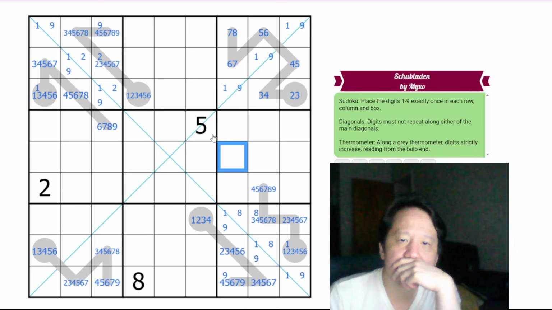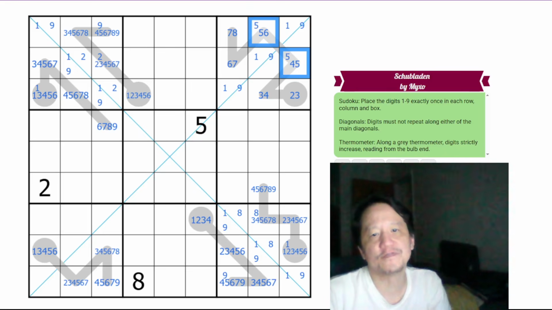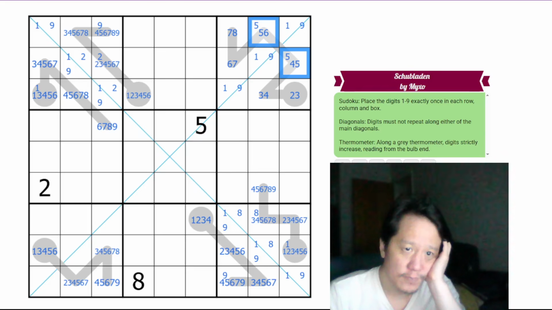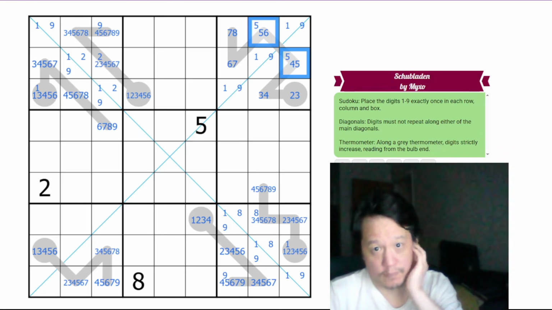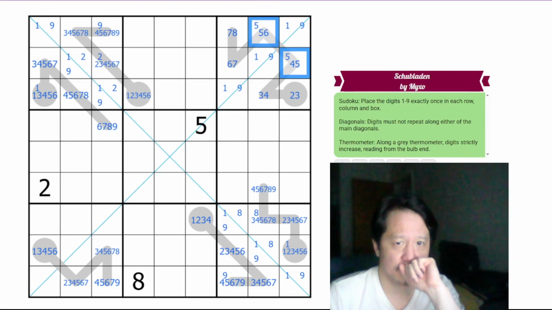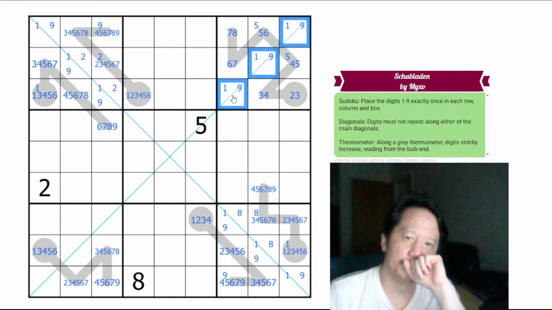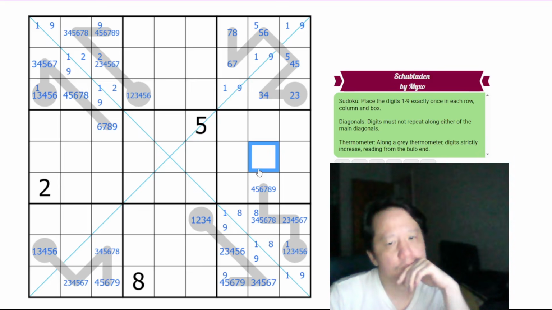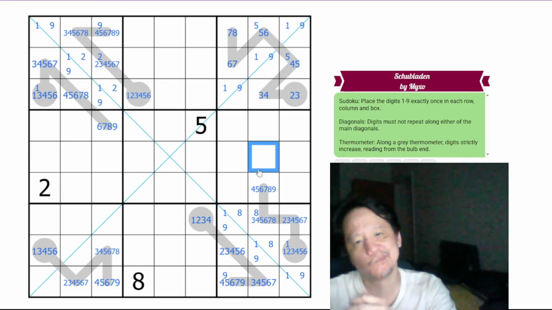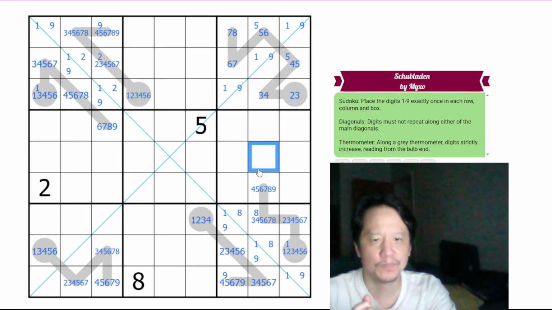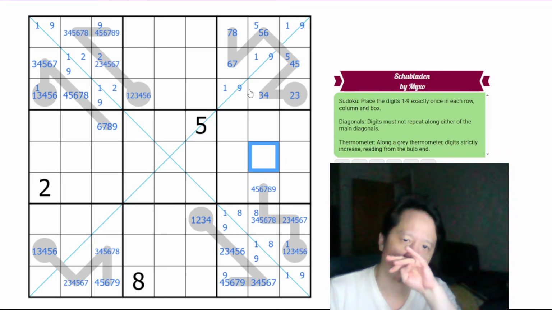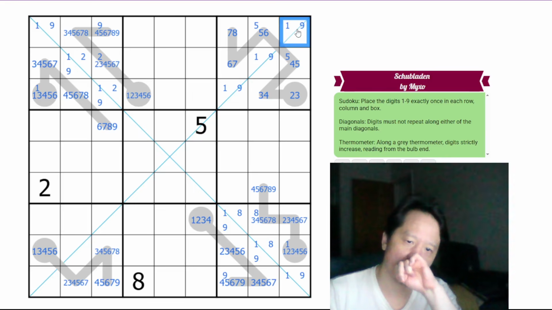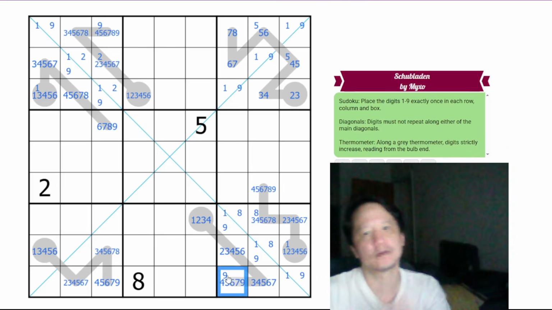That's interesting. So we know one of these two is a 5 guaranteed. Can this be 9? Yes, because you could have 9 be one of these two, so that would be 9 there.